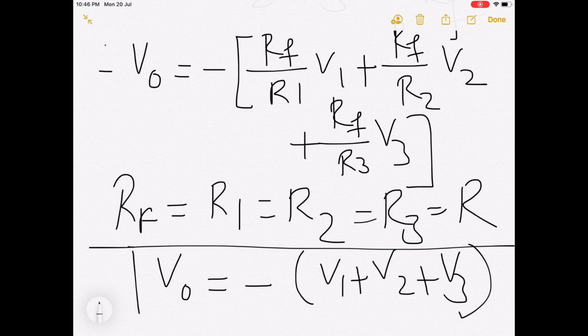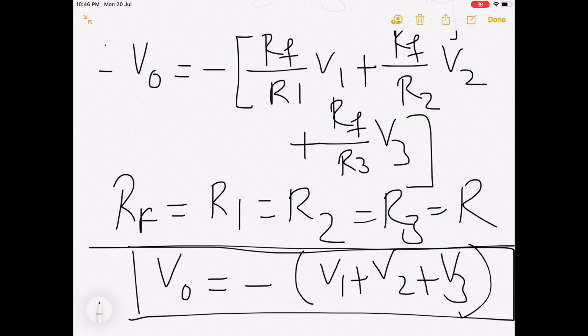So, in this way we have derived output voltage is the addition of 3 input voltages. Okay. And when these 3 input voltages are applied to inverting terminal, minus sign should be there. Okay, this is about op-amp as an inverting adder.